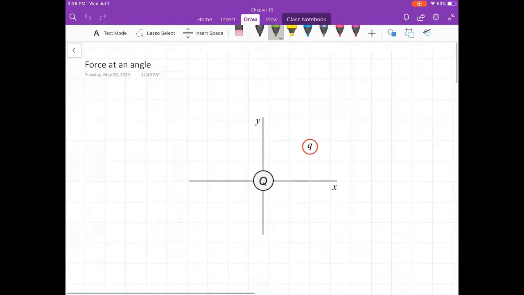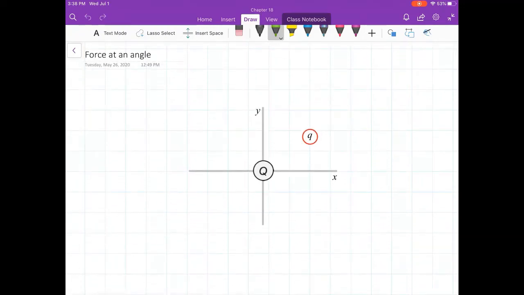Welcome back. In this video, we're going to treat the force as a vector, which it is, and solve for the x and y components of the vector. In the problem you see in front of you, there are two charges. Previously we did some problems with two charges. We said let's just find the magnitude of the force. So let's start in a similar way.